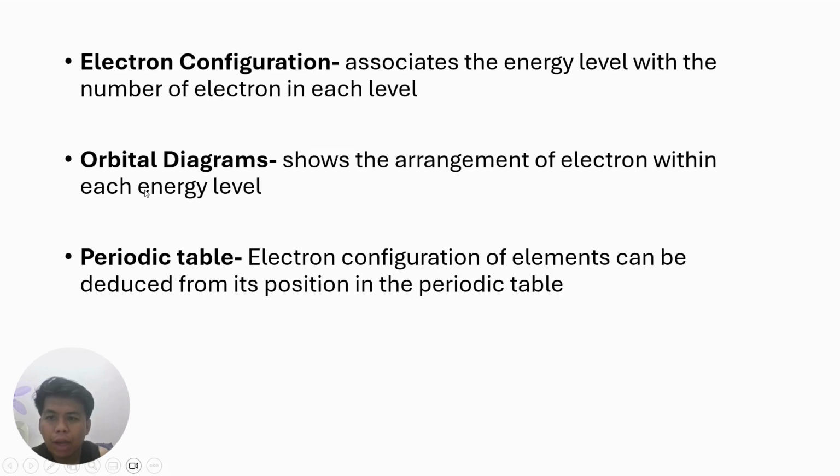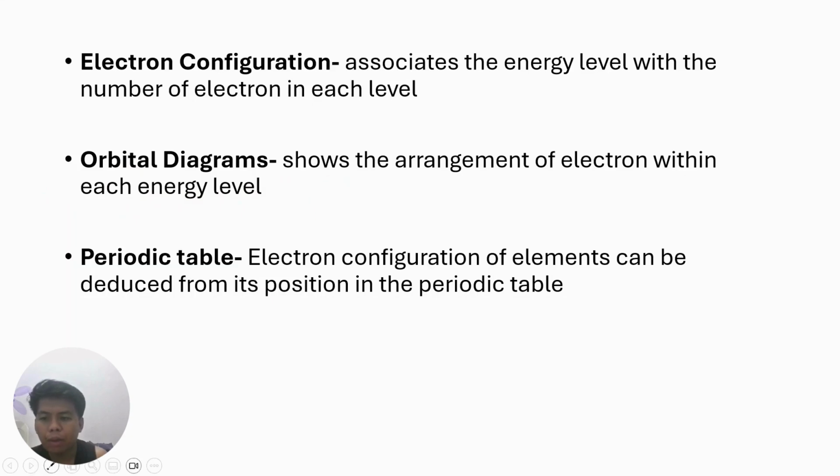We have electron configuration, which deals with or associates the energy level with the number of electrons in each level. Later on, when we tackle the periodic table, you will understand the purpose of electron configuration, but again, the definition speaks for itself. The orbital diagram shows the arrangement of the electrons within each energy level.